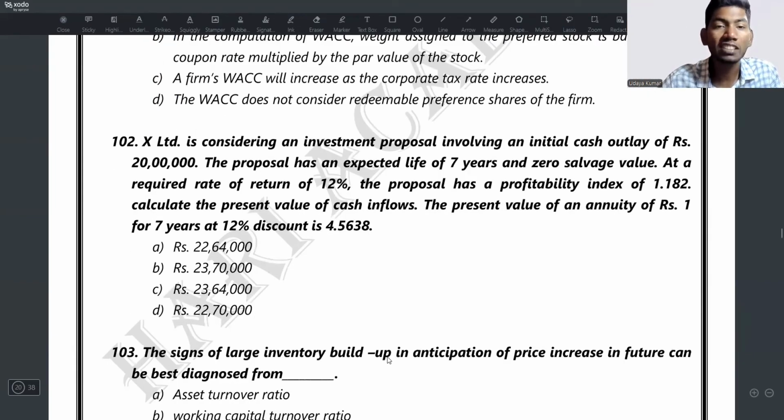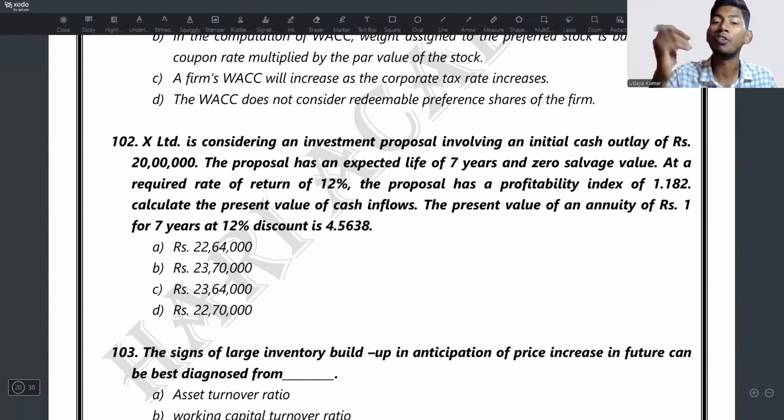So 102, X Limited is considering an investment proposal involving an initial cash outlay of rupees 20 lakh. The proposal has an expected life of 7 years and zero salvage value. At a required rate of 12%, the proposal has a profitability index of 1.182. Calculate the present value of cash inflows. The present value of annuity of rupees 1 for 7 years at 12% discount is 4.5638. So already in the question, it's clearly given. You need not get confused here.